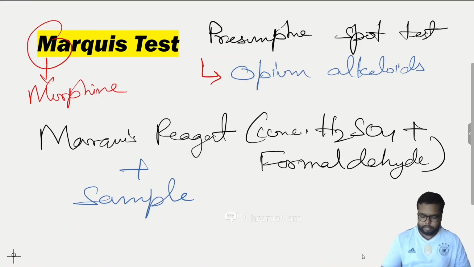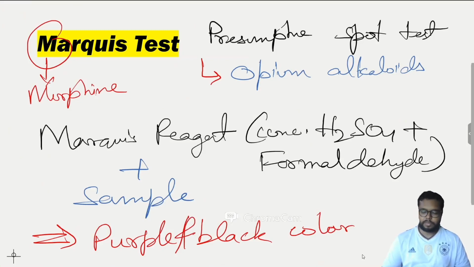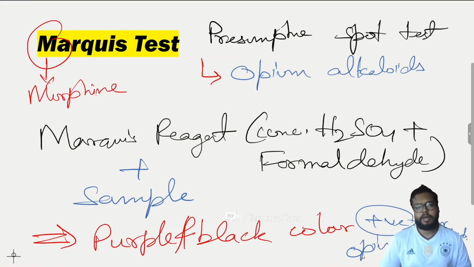and if a purple-black color comes out, a purple and black color mixture, it is presumptive for opium alkaloids. So this is about the Marquis test. M for morphine, M for Marquis test, a presumptive spot test for opium alkaloid. If purple and black color is coming out, it is presumptive that opium alkaloid is present. A bedside test you can do with a suspected sample of opium.